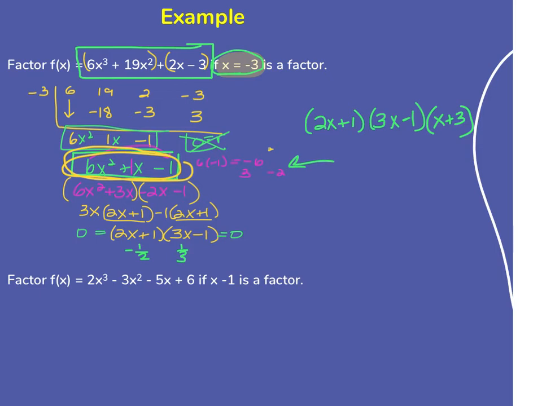So for your answer, you would input what's on the right. Yep, this would be the answer for factorable. If it said find all the zeros, then it would be -1/2, 1/3, -3. But this said to factor it, like the instructions here said factor.